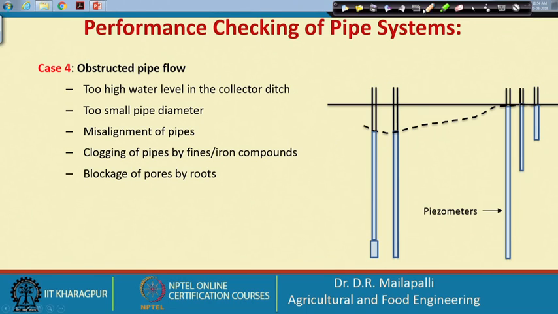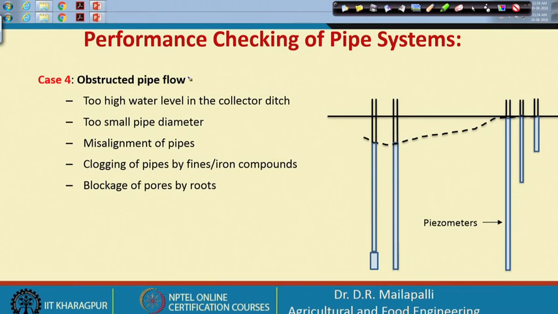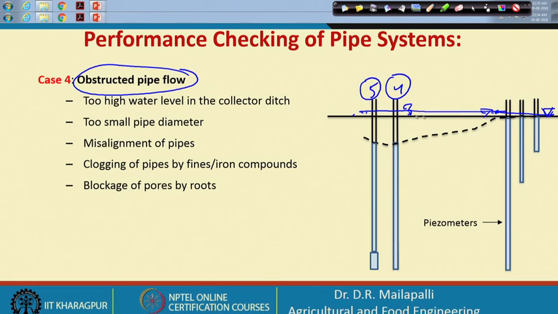And the fourth case could be obstructed pipe flow. The pipe flow is obstructed. If you see observations 5 and 4, the flow is obstructed. Here the water level is almost at the ground level. We expect the same thing here, because ponding is taking place here.